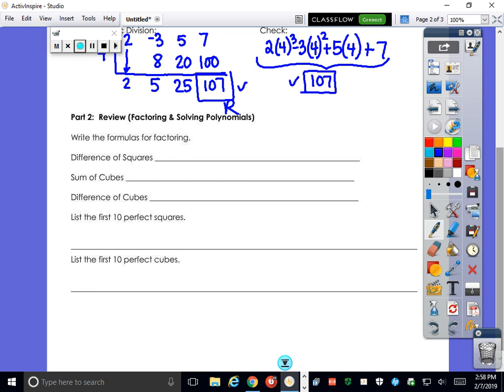All right, part 2 for factoring and solving. We're going to write down all of our formulas and our perfect squares and cubes, and set ourselves up for the factoring that's on the back. Okay?